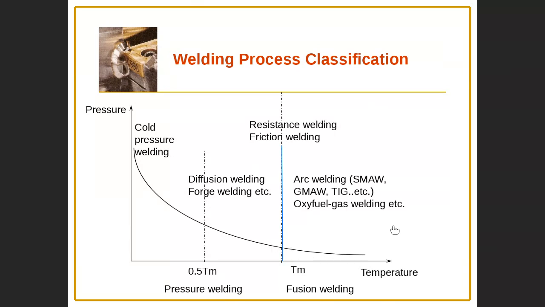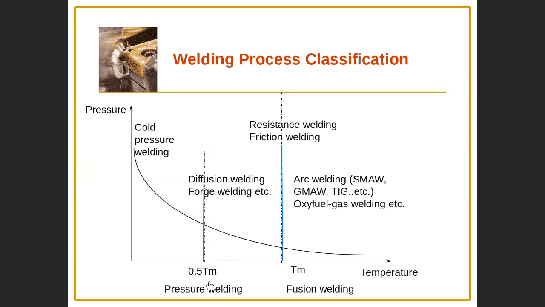This is fusion welding. Fusion welding means liquid state welding. But if the temperature is reduced and the pressure increased, if there is no temperature at all and the pressure is very high, this is cold pressure welding. With no temperature at all, the pressure is high, and it also needs time. But whenever you increase the temperature, the pressure needed gets less. If you reach 0.5 of the melting temperature, this is diffusion welding. Diffusion welding is usually done at 0.5 of the melting temperature.